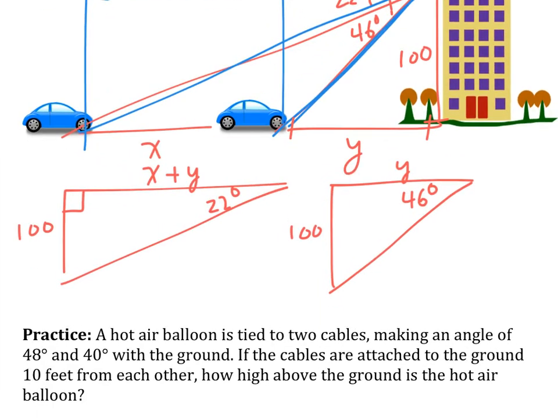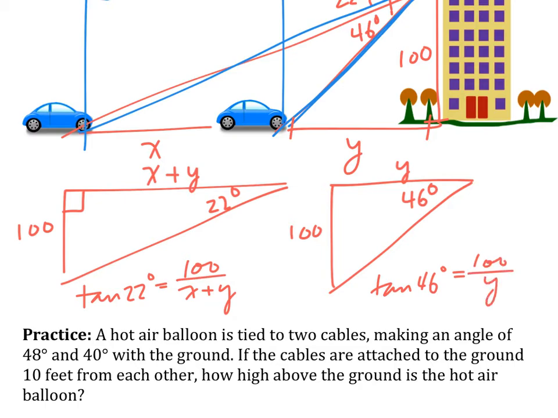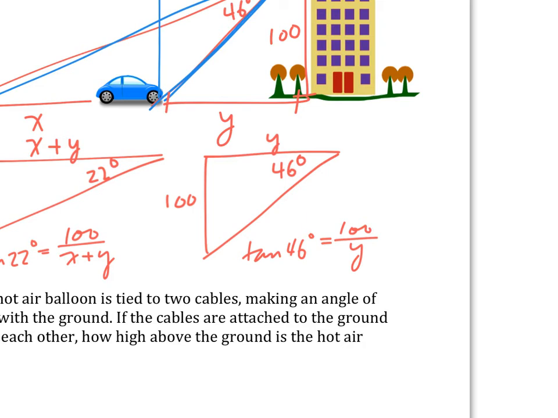All right, so let's finish solving this. Both of them are going to require you using tangent. So x plus y is going to end up being, actually, let me write this out. So tangent 22 degrees is equal to 100 over x plus y. And then this one is tangent 46 is equal to 100 over y. So then if you solve for x plus y and y, you're going to subtract them. And then x is equal to 150.9 feet.